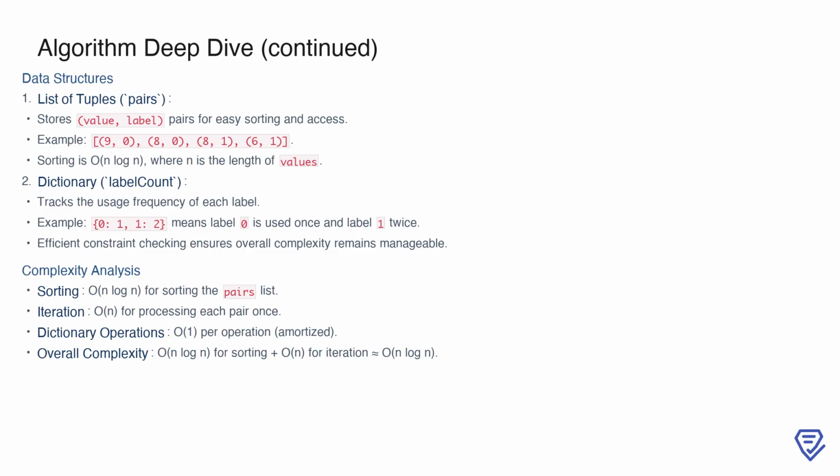Dictionary operations, such as updating the count or checking the frequency of a label, are performed in O(1) time on average. Combining these structures with the algorithm steps gives us a total complexity of n log n for sorting the pairs and n for iterating through them, resulting in an overall time complexity of approximately n log n. This ensures that the solution remains scalable even for larger inputs.